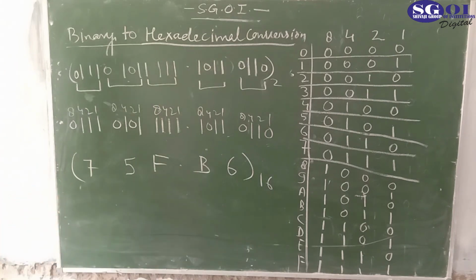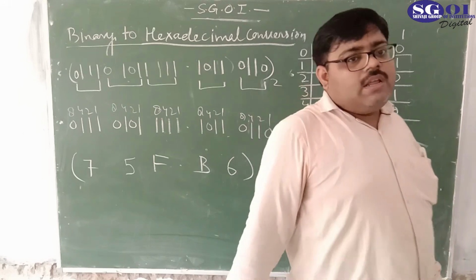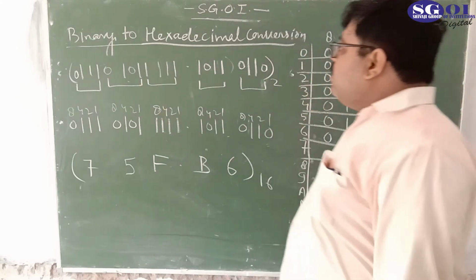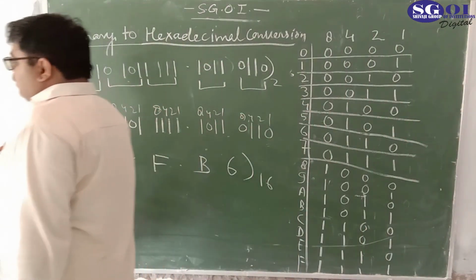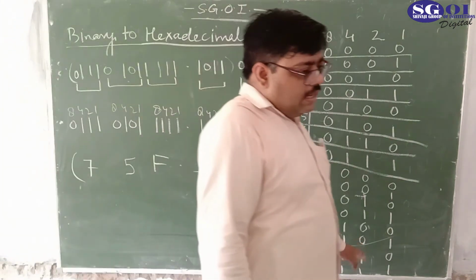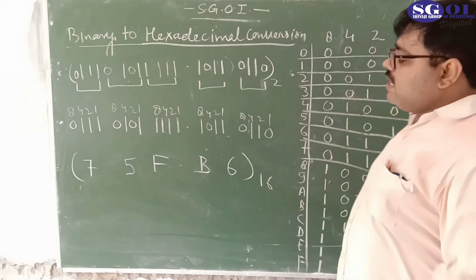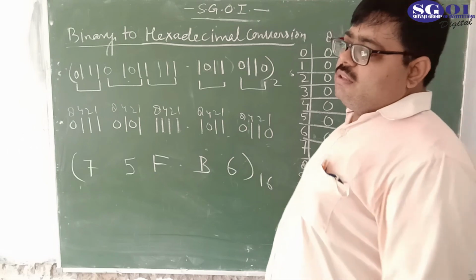Now you understand how we convert a binary number into an octal number and how we convert a binary number into a hexadecimal number. So these are the conversions which are related to your course. In the next term we will discuss other things. Thank you, class.